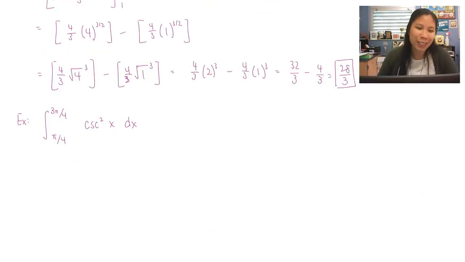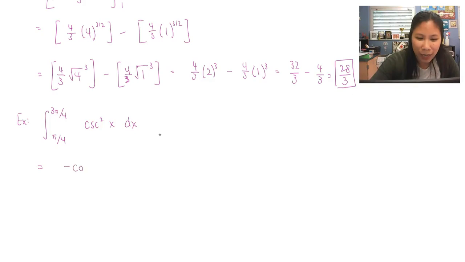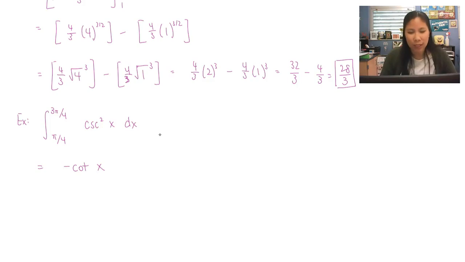So this time we are finding the integral from pi over 4 to 3 pi over 4 of cosecant squared x dx. Okay, so first, find the antiderivative. So the thing that I can take a derivative of to get cosecant squared x would be negative cotangent x, because the derivative of cotangent is negative cosecant squared.